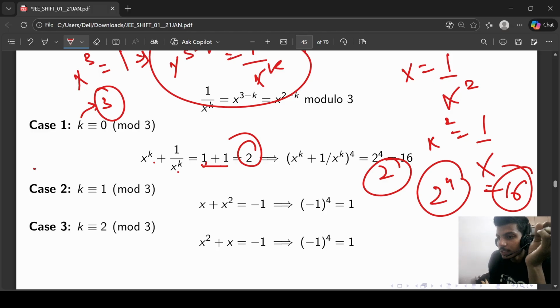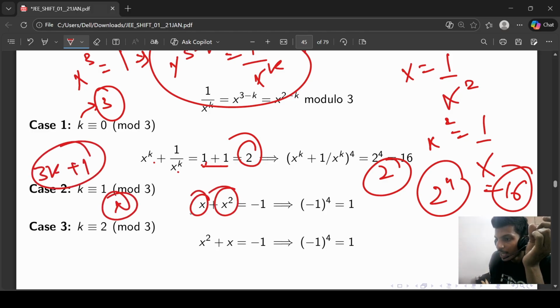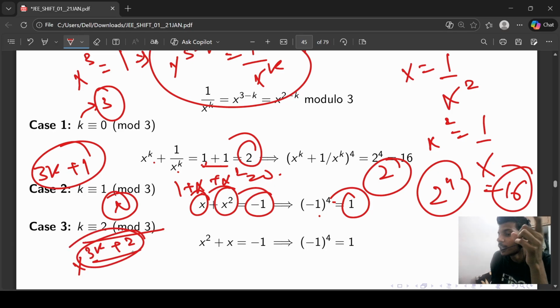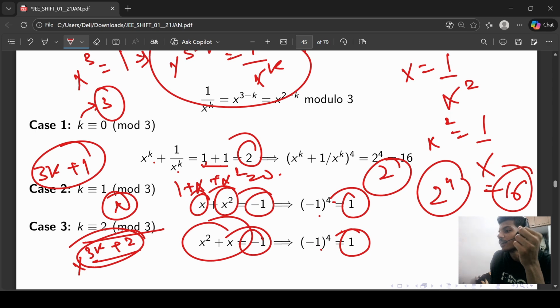Okay, in the second case, when we have 3k plus 1, we get x as the answer. So for x plus x square, we are using that 1 plus x plus x square is equal to 0, so x plus x square is equal to minus 1. Minus 1 to the power 4 is 1, right? Now in the third case, where we have x to the power 3k plus 2, again we get x cube plus x square plus x, that is again minus 1. Minus 1 to the power 4 again gives us 1. So what we get now: 16, 1 and 1.